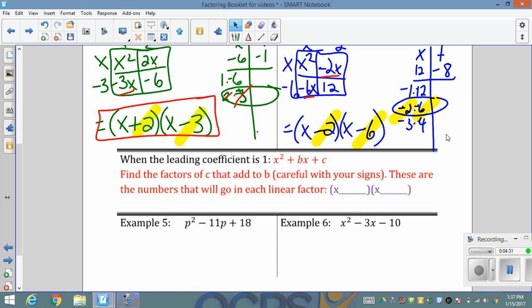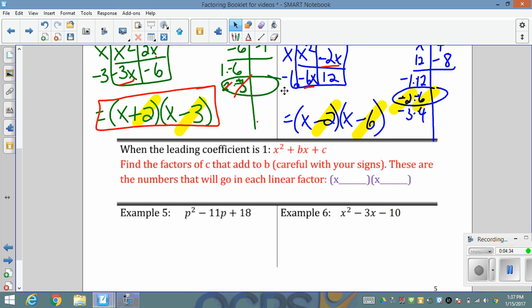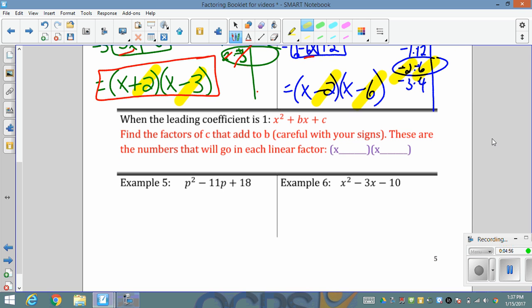So let's write our general case, and then we'll do 2 quick examples because this is a shortcut. It'll make it faster for us. So when your leading coefficient is 1, so when you have x squared plus bx plus c, you're going to find the factors of c that add to b, being careful with your signs. And these are the numbers that will go into each linear factor. Saves us the step of having to do the box and pulling out the GCF. Again, I'm emphasizing here, my leading coefficient has to be 1 in order for this to work. It has to be 1, which it is here.